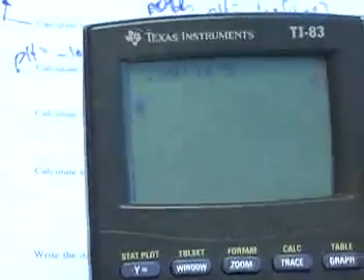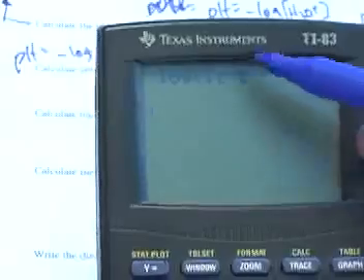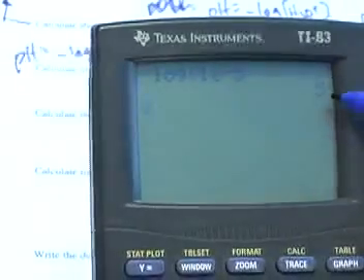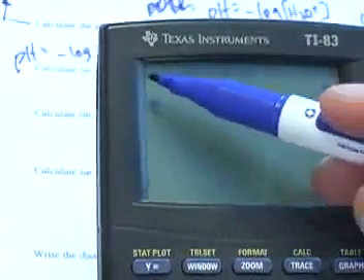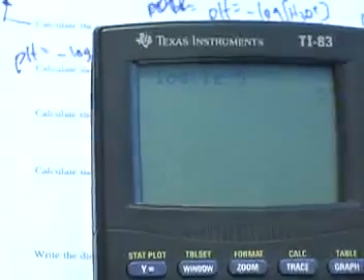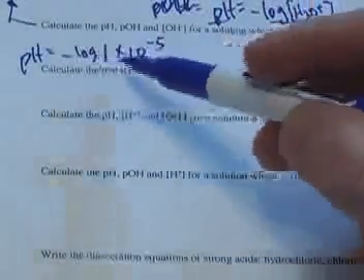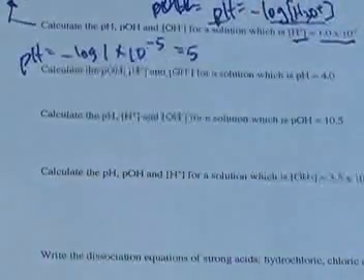Since the logarithm is actually the exponent, we're just going to find out that it's equal to 5, because we took the negative of the negative exponent. And so the answer to the pH is 5 if the H plus ion concentration is 1 times 10 to the negative fifth.